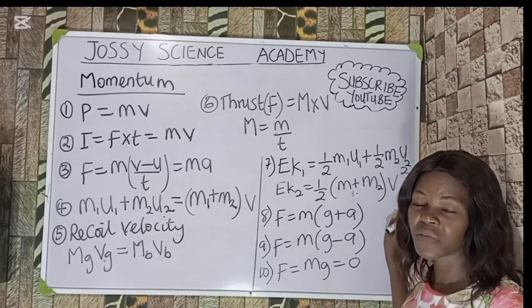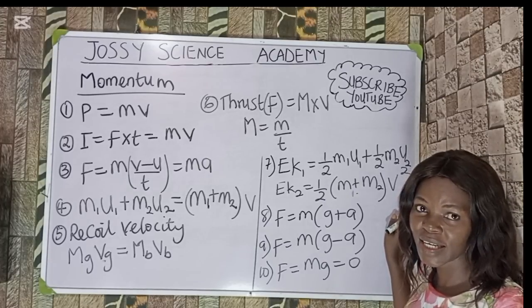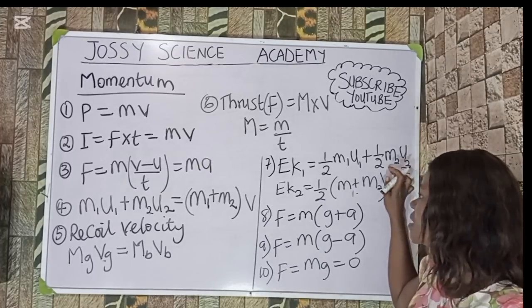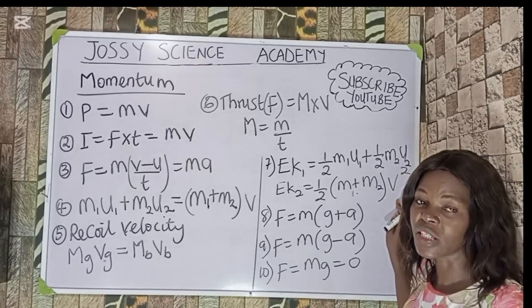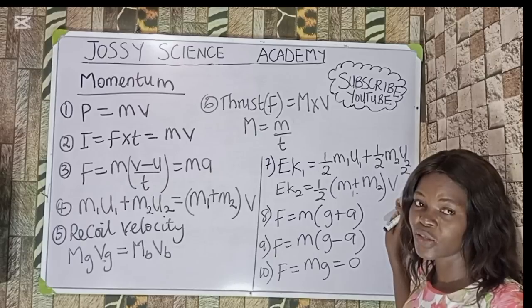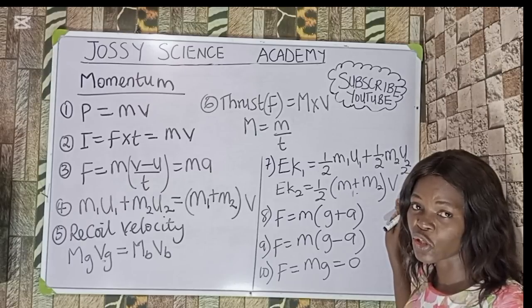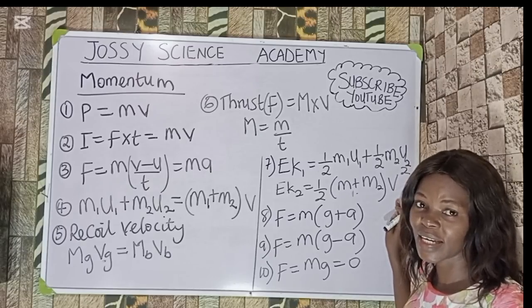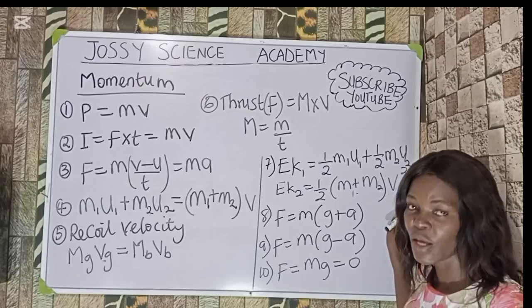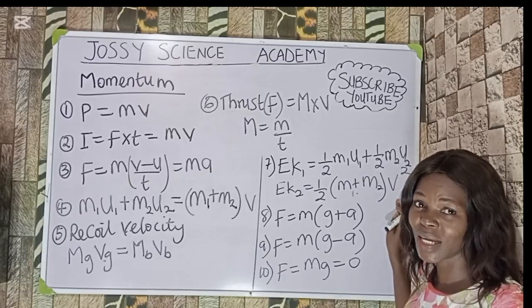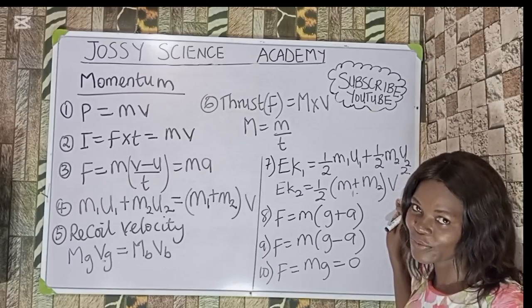Is that clear? So if you are asked to calculate the loss in kinetic energy, you know that this Ek1 is always greater than what? Ek2. That is, the total kinetic energy before collision is always greater than the kinetic energy after collision. Okay, so by the time you subtract, you are going to get the loss in kinetic energy. I hope that is clear.